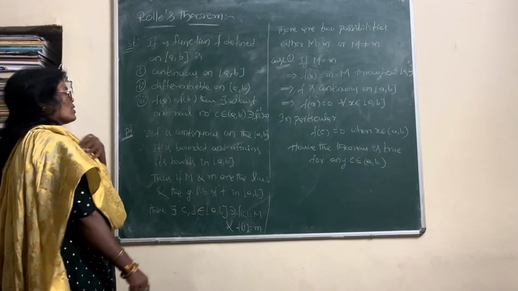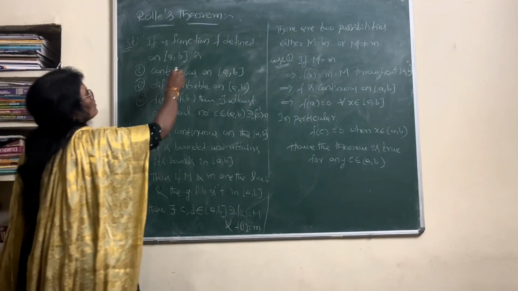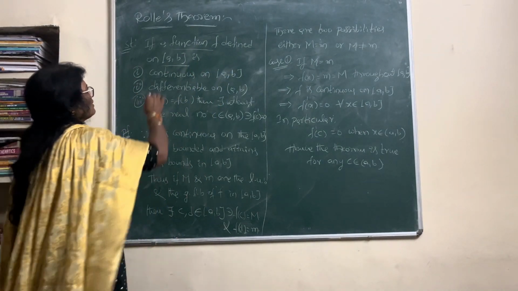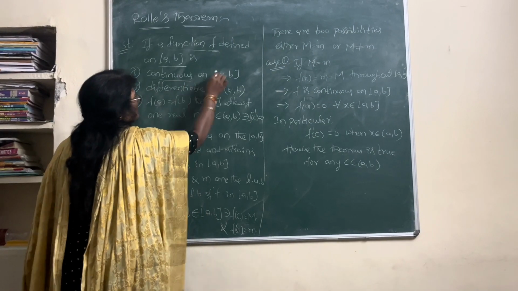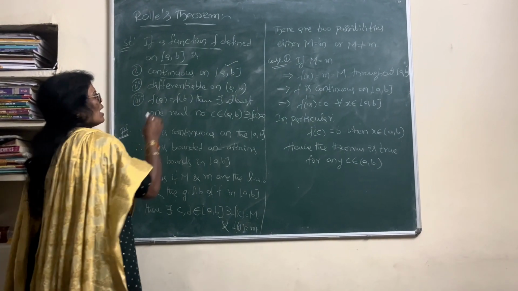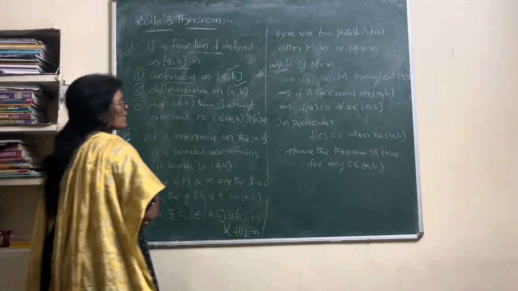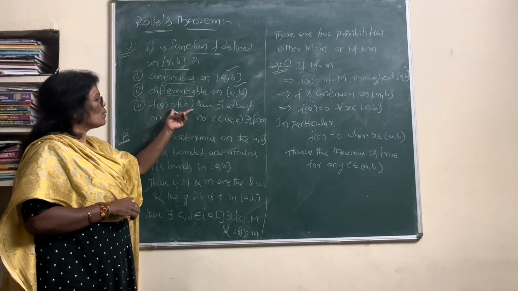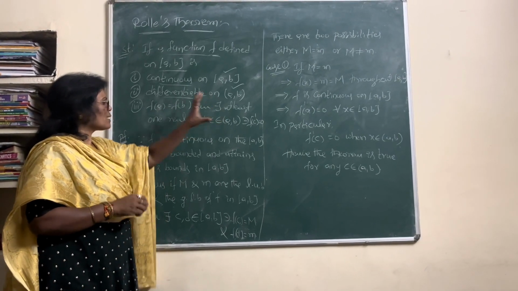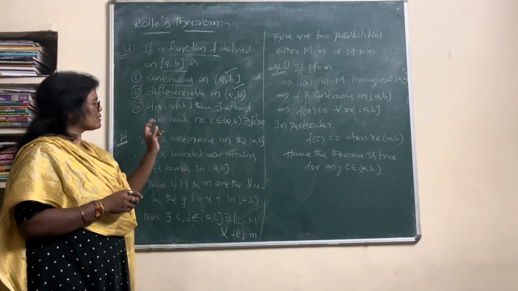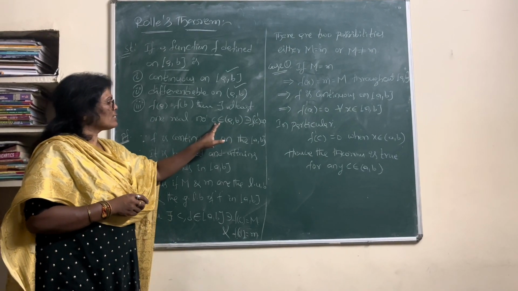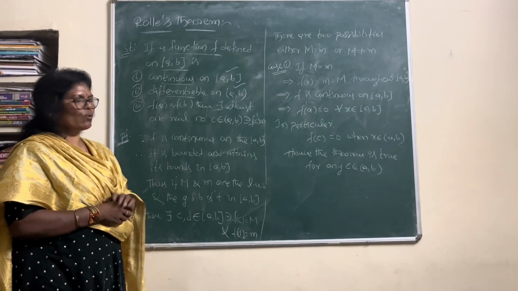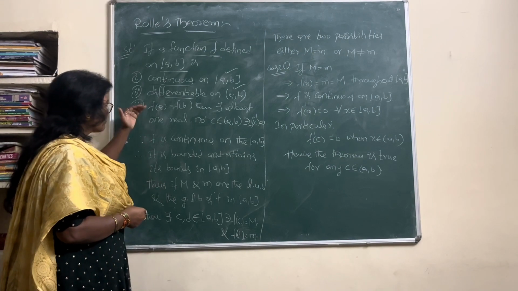The statement is given here: if a function f is defined on the closed interval [a, b], and this function f is continuous on the closed interval [a, b], and differentiable on the open interval (a, b), and the third condition is f(a) is equal to f(b), then there exists at least one real number c in the open interval (a, b) such that f'(c) is equal to 0. Anyway, we'll prove this condition by condition.